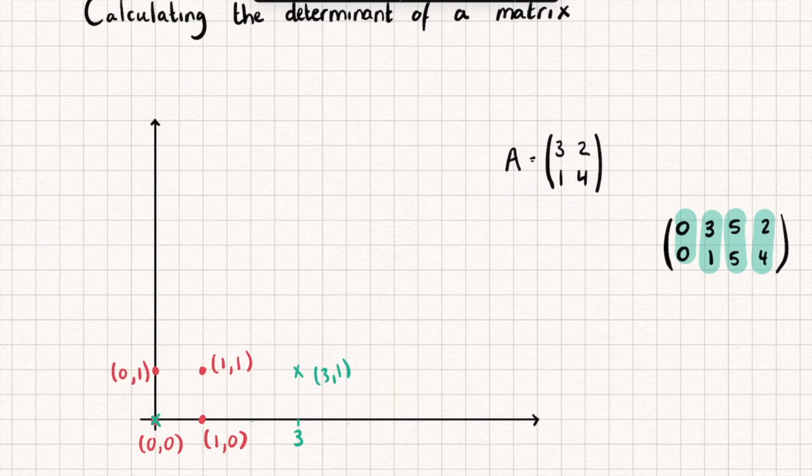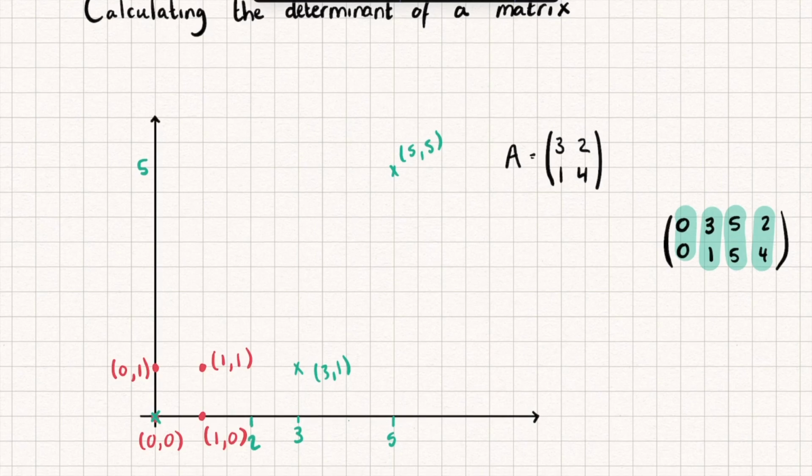We've then got the point 5, 5. So let me mark that on. Let's go up 1, 2, 3, 4, 5. We've got the point here. Let me mark it on the axis. You'll see why I'm doing this in a second. And the point 2, 4. So 2 and up 1, 2, 3, 4. The point 2, 4. So let's see what has happened to our unit square under this transformation.